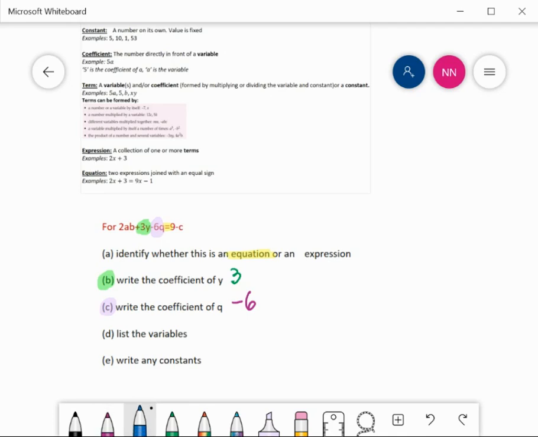Okay? Next thing, let's list the variables. Variables, as we know, are all the letters or alphabets in our equation. So let's go from left to right, and the variables we have are A, B, Y, Q, and C.